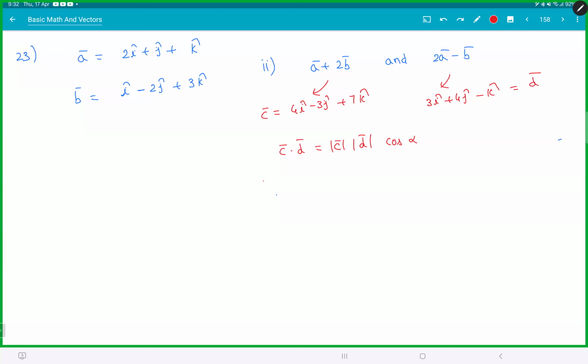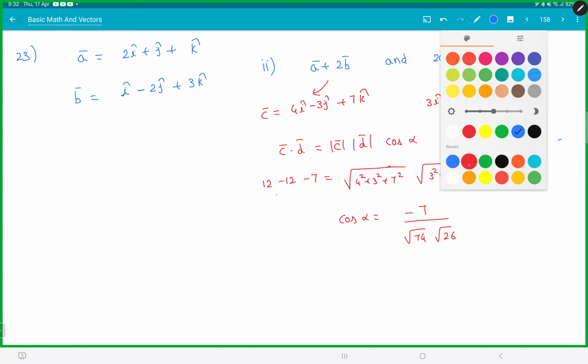Multiply the coefficients. 4 into 3, 12. Minus 3 into minus 4, minus 12. 7 into that, minus 7. Mod c bar will be root over 4 square, 3 square, 7 square. Numbers are big. This is 3 square, 4 square, 1 square, cos alpha. So cos alpha will be minus 7 by root over 25 plus 49, root 74 by root 26. Wow. Check. Quite a bad number, but yeah, that's how you do this thing.